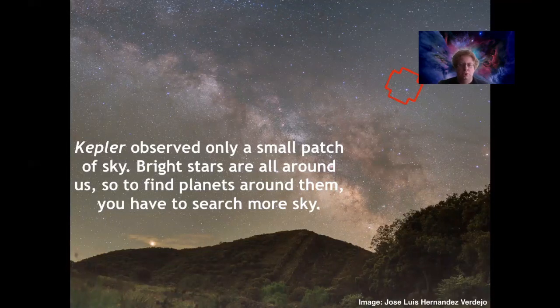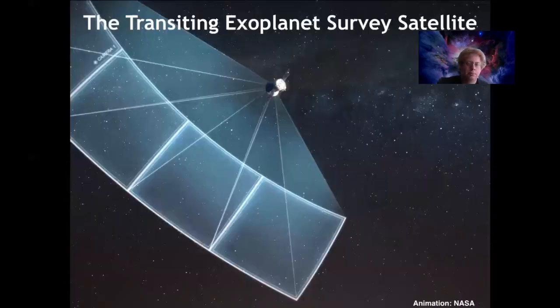But bright stars are all around us. They're scattered all throughout the sky. If you want to find planets around all of these bright stars, these ones that I'm dotting with my cursor, you need to look at all of the sky, instead of just the small region where there just aren't that many bright stars to begin with.